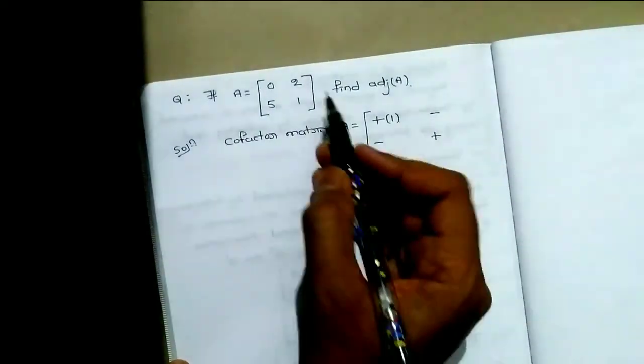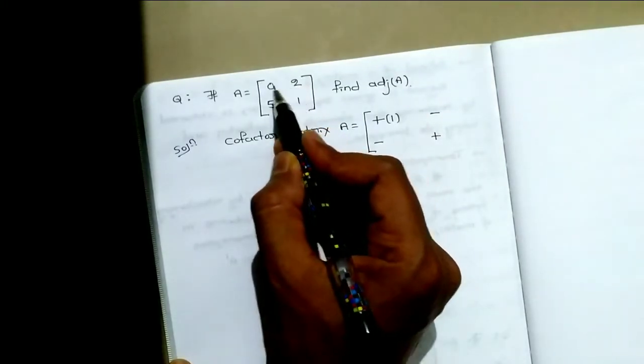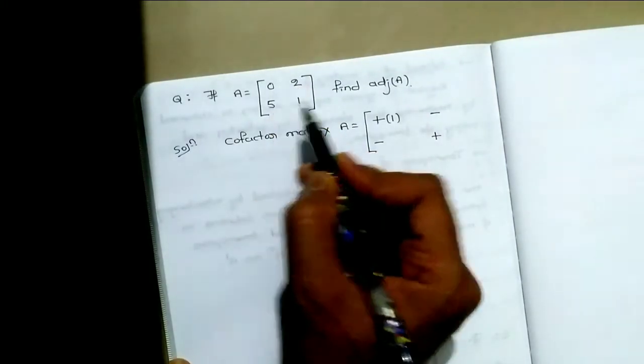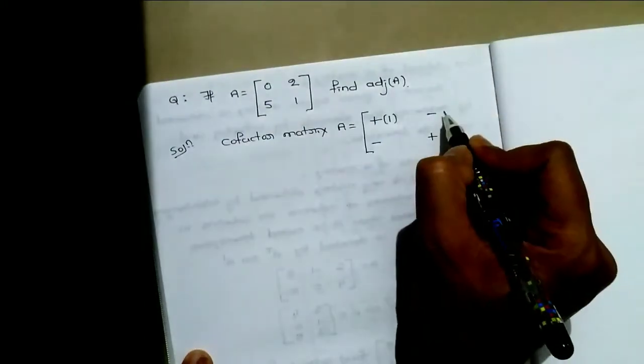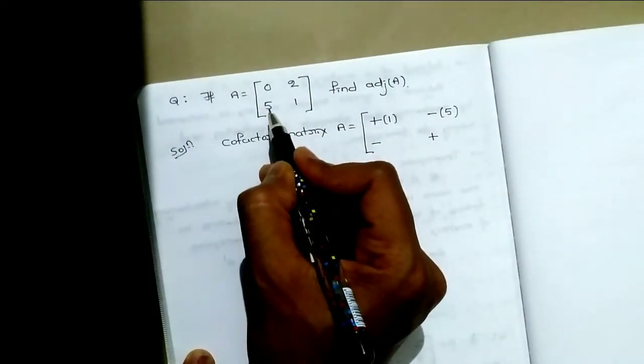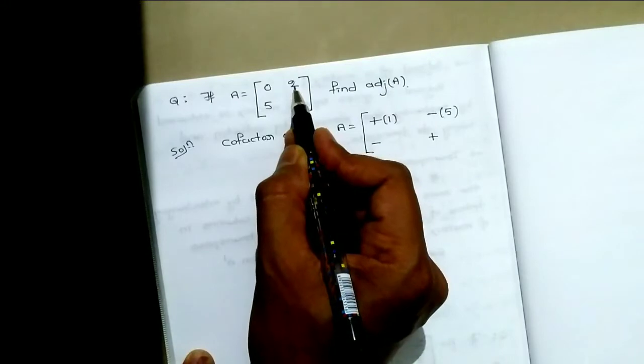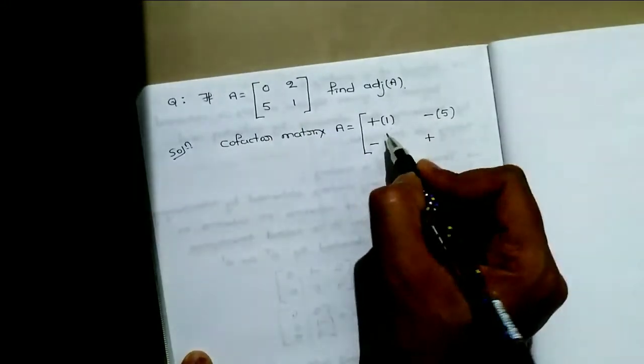Next, 2 is the second element, delete that column, that row. If I delete these two, what is the remaining element here? 5. So in place of 2, write here 5. Next, the third element is 5. Whenever you are taking 5, delete that particular column, delete that particular row. What is the remaining element? 2. So in place of 5, you need to write 2.